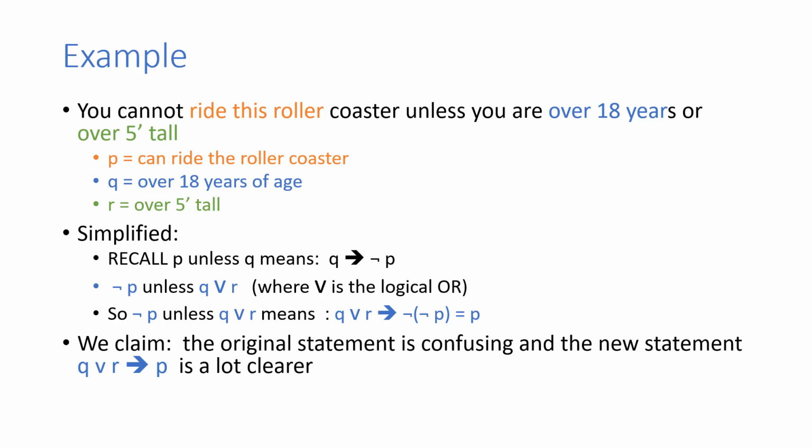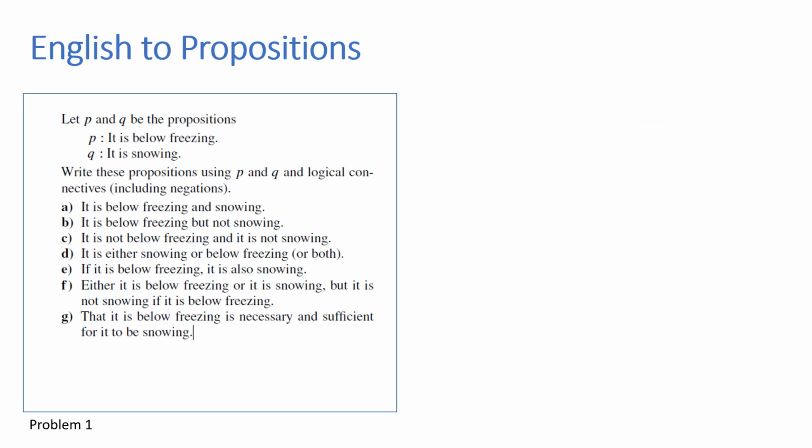It says that if you're over 18 years of age or over 5 feet tall, then you can ride the roller coaster. So notice how this confusing statement was reduced to a much clearer propositional statement by using propositional algebra. So let's talk about some examples of how to go from English to propositions.